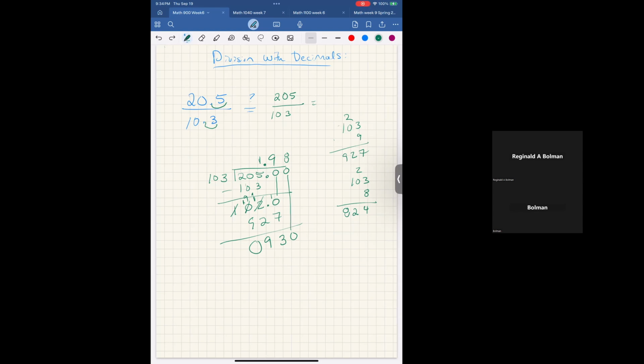I guess I should have seen this earlier. I should have divided by 9, and that would have given me 927 again. I'm not sure why I didn't see that. 10 minus 7 gives you 3. 2 minus 2 is 0. 9 minus 9 is 0. So you'd have 1.99 with a 3 remainder. Now, of course, 103 doesn't go into 3, so now you have a 0.